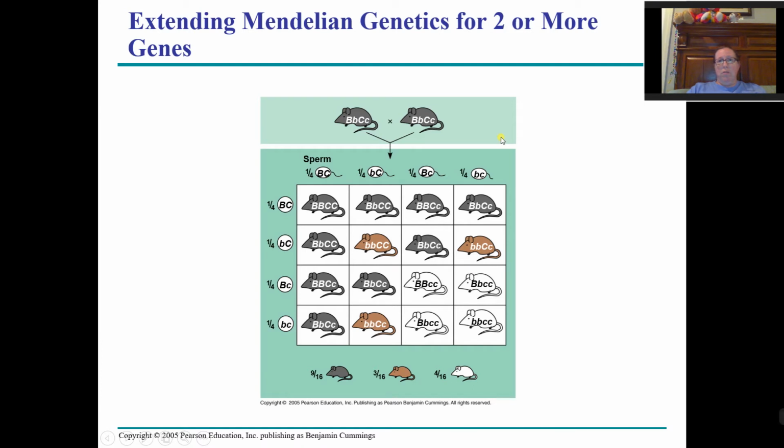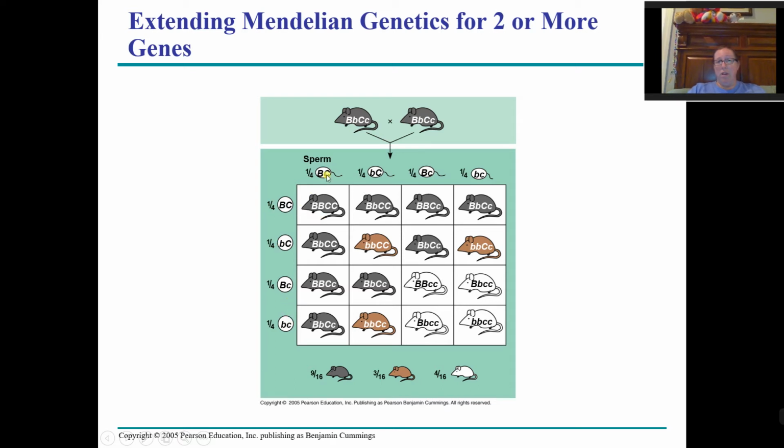Okay, so now we keep going, and we get into extending Mendelian genetics, and we're talking about two or more genes. So this is pretty good. You've got the two parents up here, you've got your little mice, and this technically would be considered a dihybrid. When I say dihybrid, I'm just saying that it's two genes. I don't even need to know what they are. You've got a B allele and a C allele over here, and so you have your independent assortment. Okay, so nothing new there.